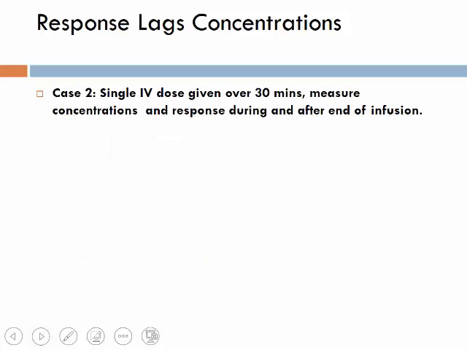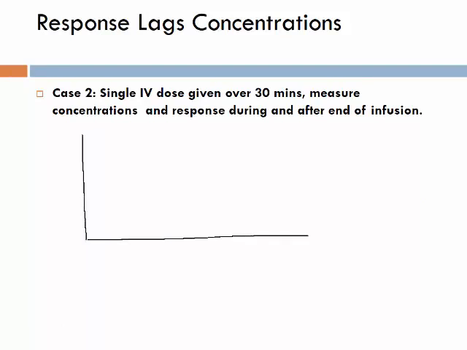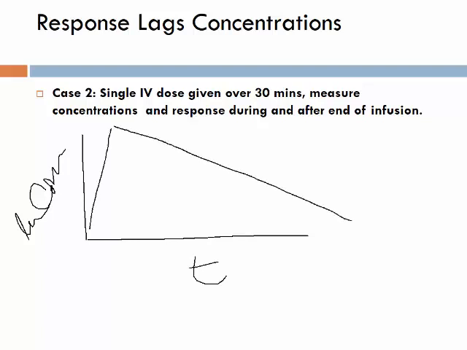So here's case number 2, where we lag the concentration. Whoopsie. So a single IV dose is given in this case over 30 minutes, just like before, or was it an hour? I don't remember. But let's say this is concentration, log concentration. This is time. We give 30 minutes, and then we let the drug fall down, and we also measure effect. So let's say this is also effect. We have to see what happens with effect, just like that other graph in the last slide.